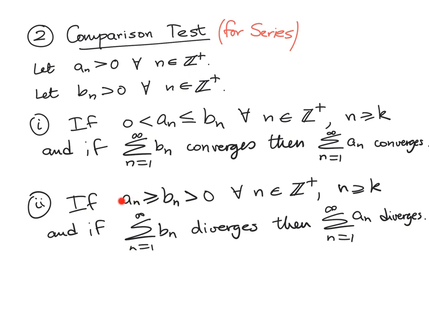Similarly, if the a_n terms are greater than the b_n terms, which are greater than 0, for all n at or past some k, and if the series of b_n terms, when you add them up, diverges, then the series of a_n terms also diverges, because that one forces it to be too big. So, very similar to the integral test, except now we're dealing with sequences and series instead of integrals.